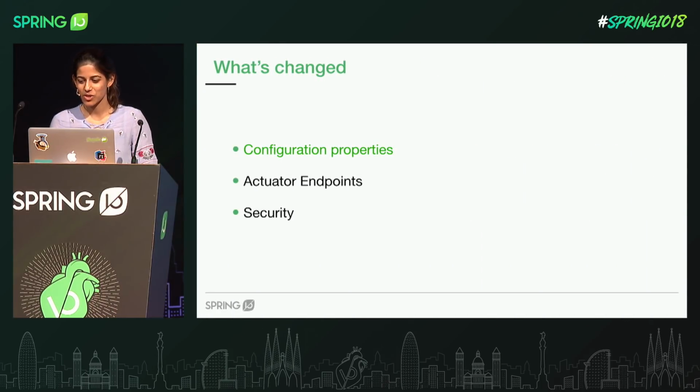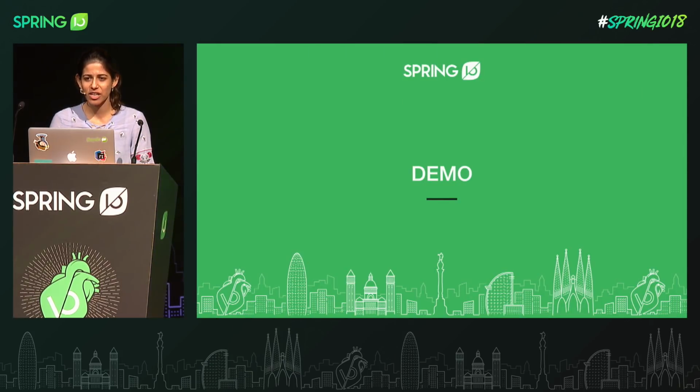OK, so that was a little bit about what's new. But what's changed? There are a few things that we've changed in Spring Boot 2. And one of those is configuration properties. So we've had configuration properties since 1.x. And basically, configuration properties, for those of you who haven't used it or haven't heard of it before, gives you a nice way to bind your application properties to classes. And you can use this thing called relaxed binding.